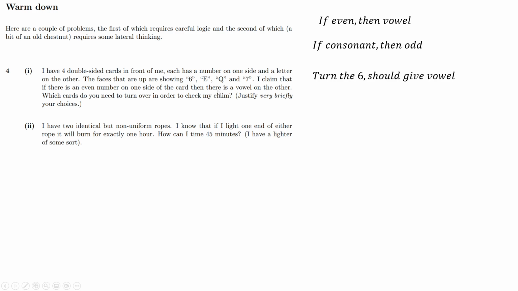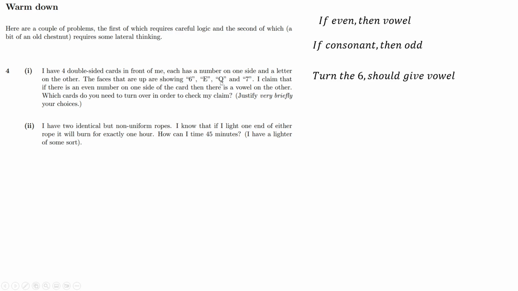Now, the other thing that we can turn, based off this second statement that I made, is the other consonant, Q. E is a vowel, so just leave that. We can't say that just because it's odd that it's a consonant. We can only say that because it's a consonant, then it's odd. It doesn't go both ways. Hopefully that makes sense.